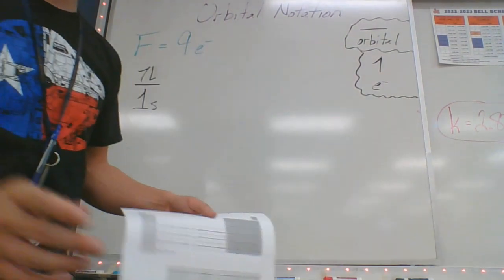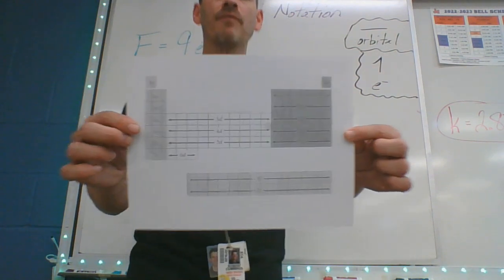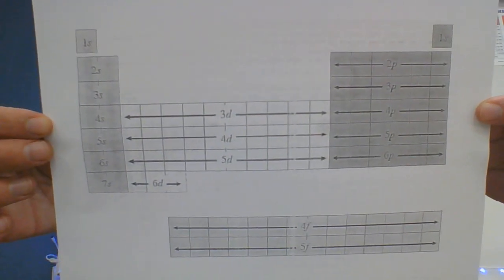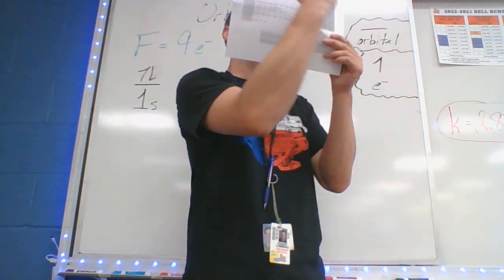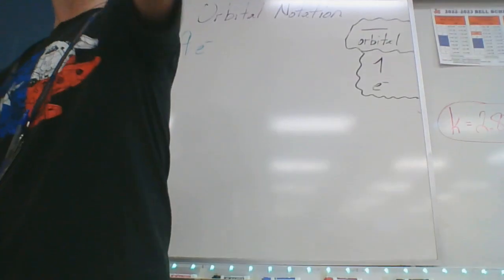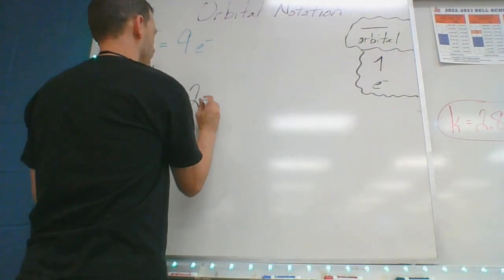So let me ask you this. If 1s is always where we start, because that's what Aufbau says, what comes after 1s if you read this sheet like a book? Now, don't say 1s. I know what you're saying. That's hydrogen and helium, all right? They're both 1s. What comes after 1s? It's 2s. Do you see how after you get to the end of the 1s line, you hit 2s next? All right? So after 1s always comes 2s.